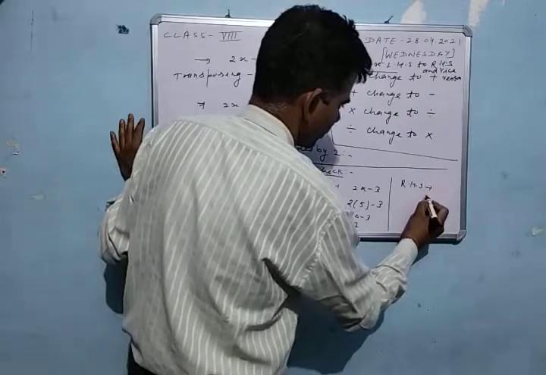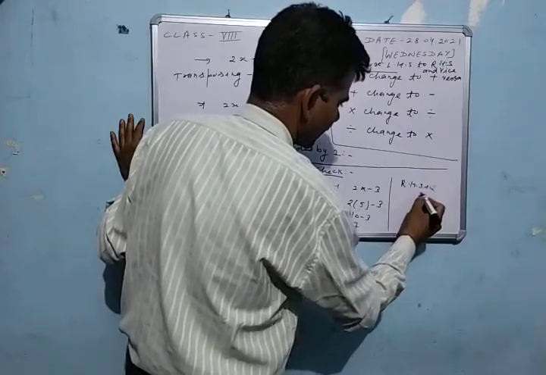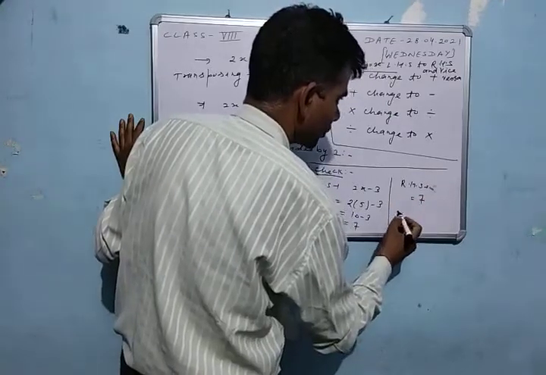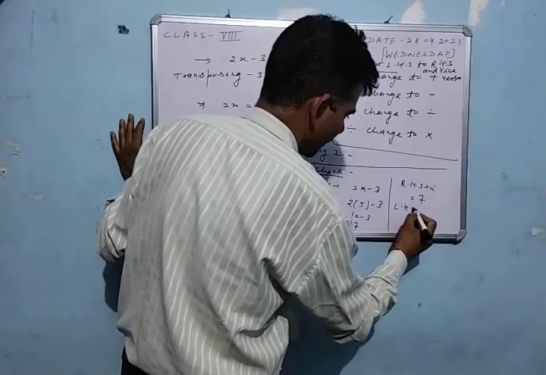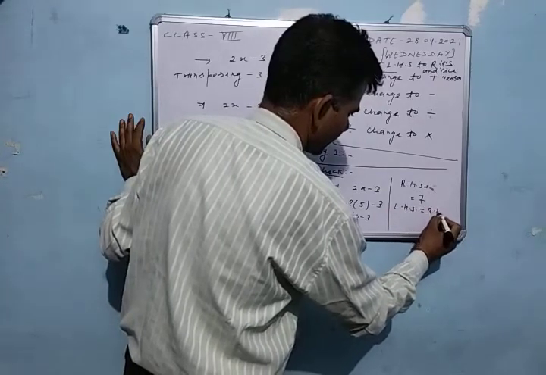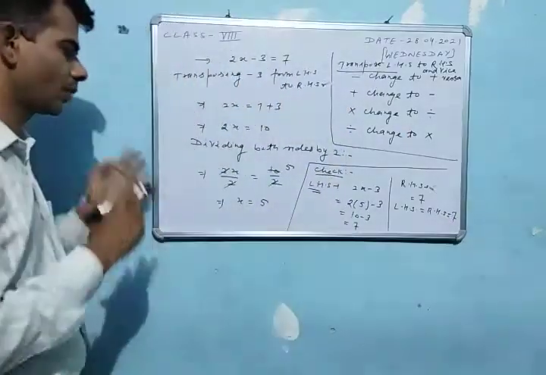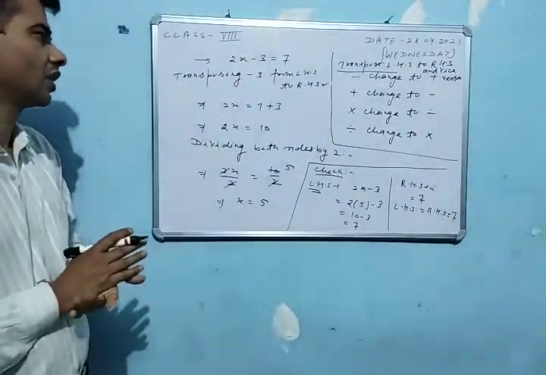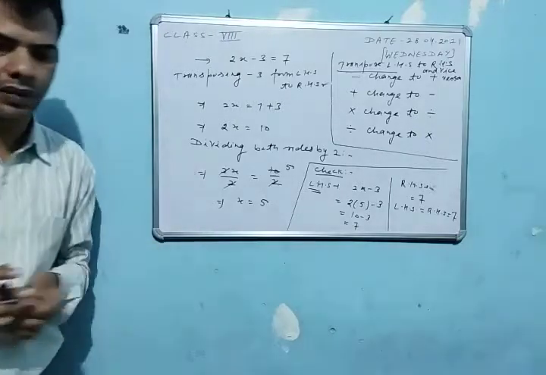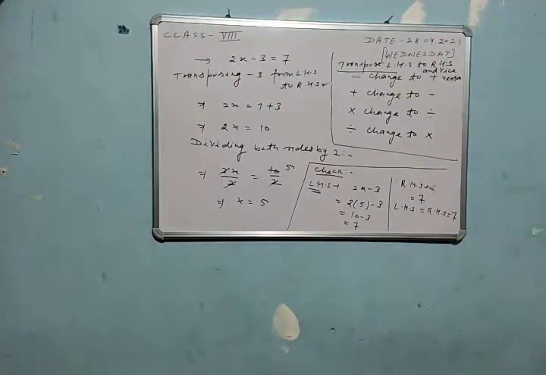Right hand side is 7. Student, left hand side is equal to right hand side, that is 7. It means the value of x equal to 5 is correct. Student, note down it.